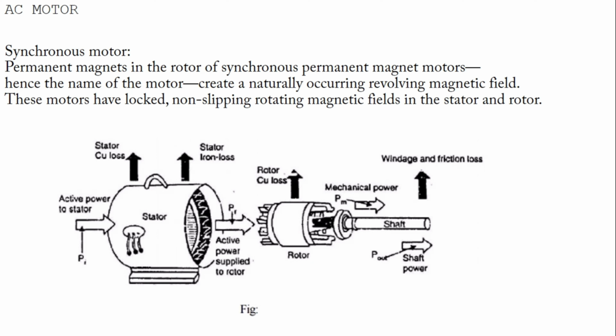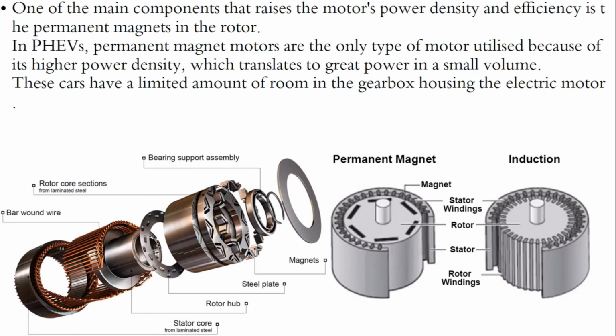Synchronous motor: it has a permanent magnet in the rotor of synchronous permanent magnet motors, hence the name of the motor. It creates a naturally occurring revolving magnetic field. These motors have a locked, not slipping, rotating magnetic field in the stator and rotor. You can see the different names of this type also. It has a stator and it has a rotor. Most of the main components are the same between the asynchronous and the synchronous. According to the definition, there is a slight difference between both of them.